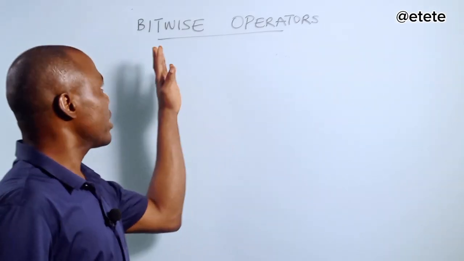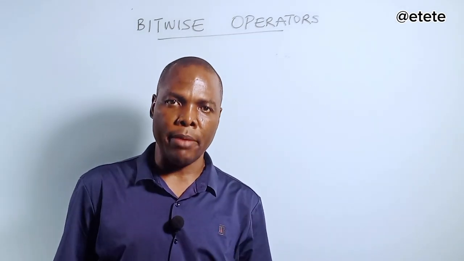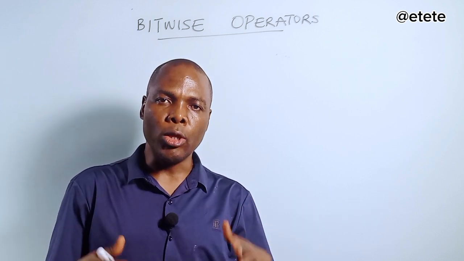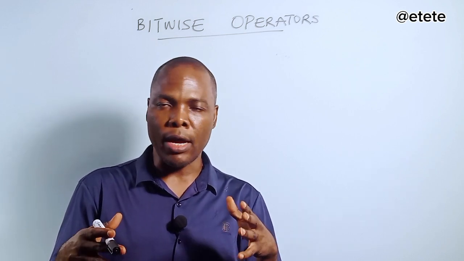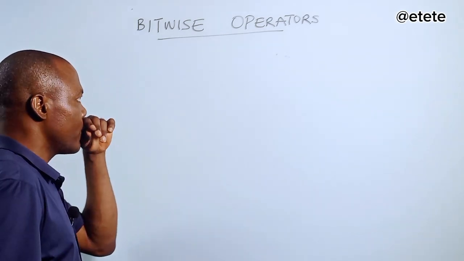Today we are going to look at bitwise operators. These are the engineers of the realm. They operate at the lowest level, the foundation of data, which is what? 0 and 1. So that is where they operate.